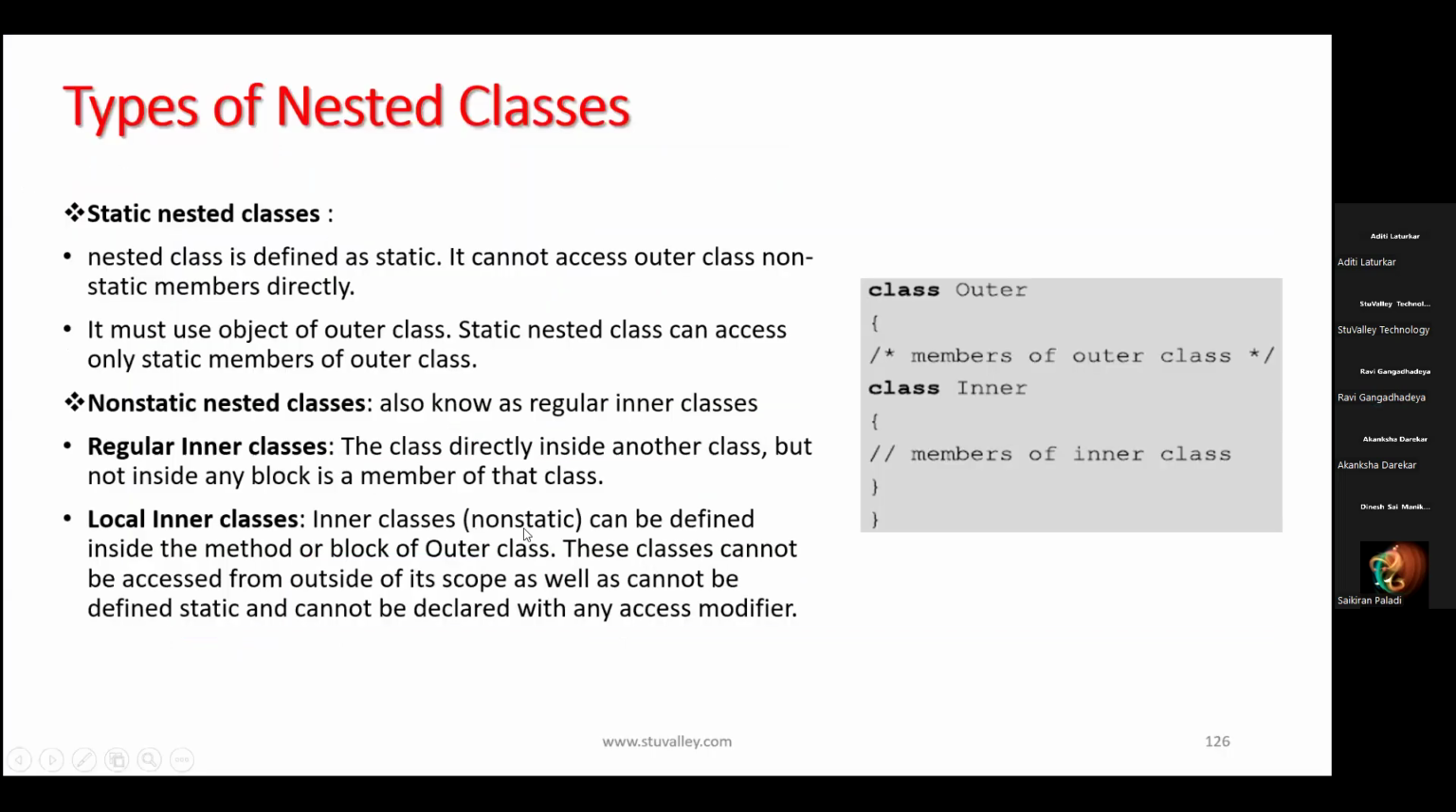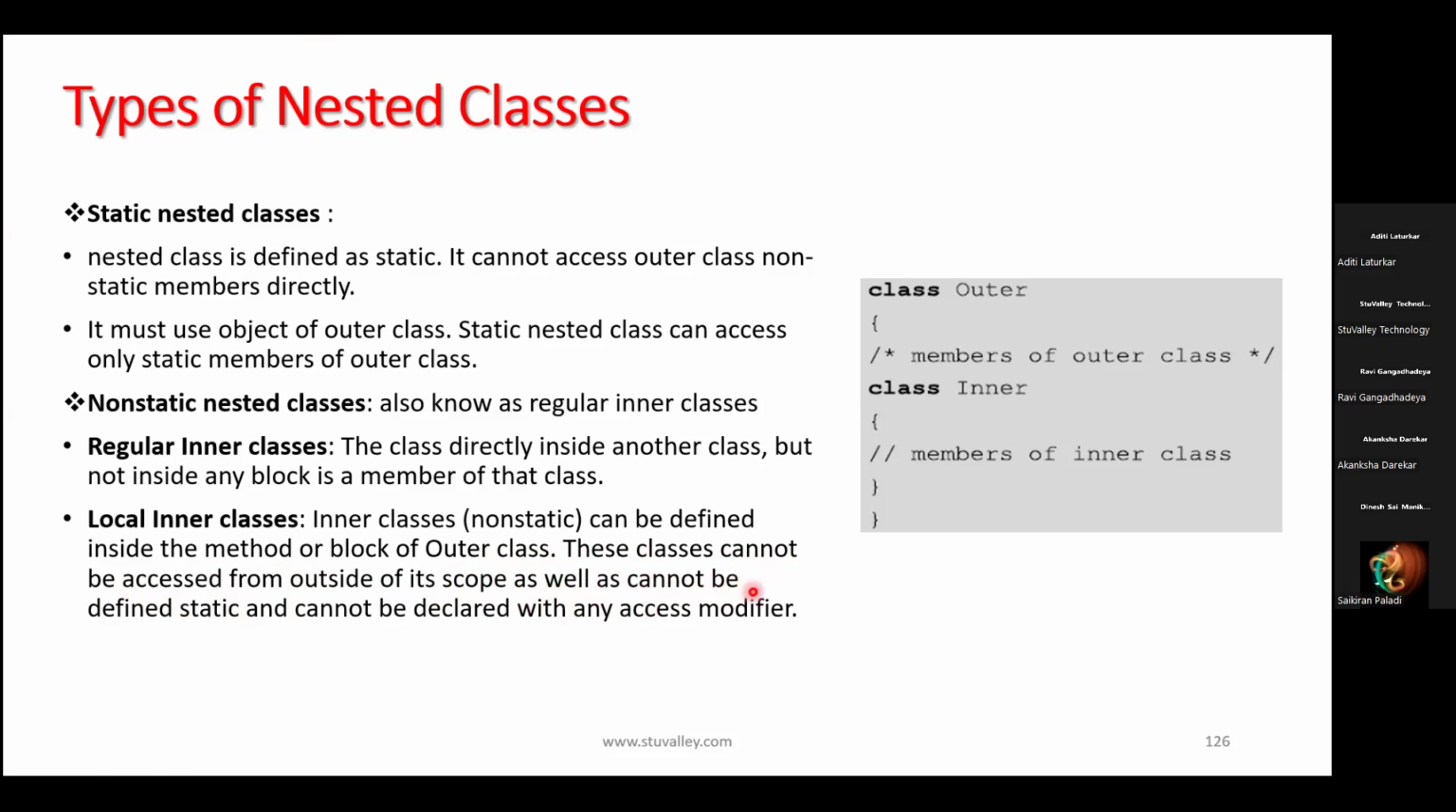The inner classes, which are non-static classes, are also known as inner classes. A non-static inner class can be defined inside a method or a block of the outer class. These classes cannot be accessed from outside of their scope. We cannot access it after the method block, or the outer class block.